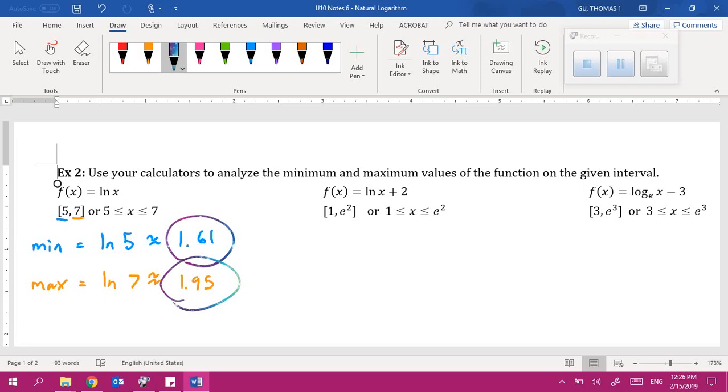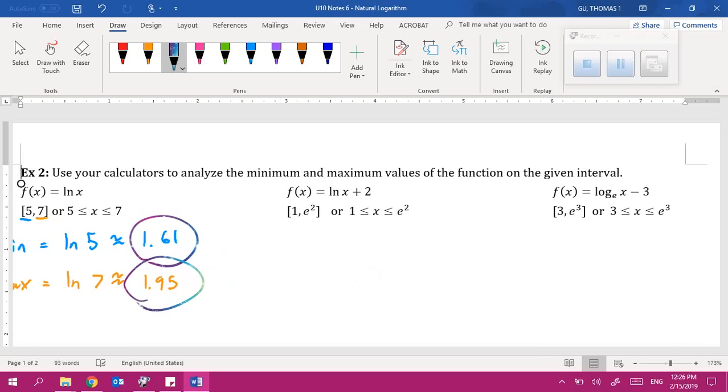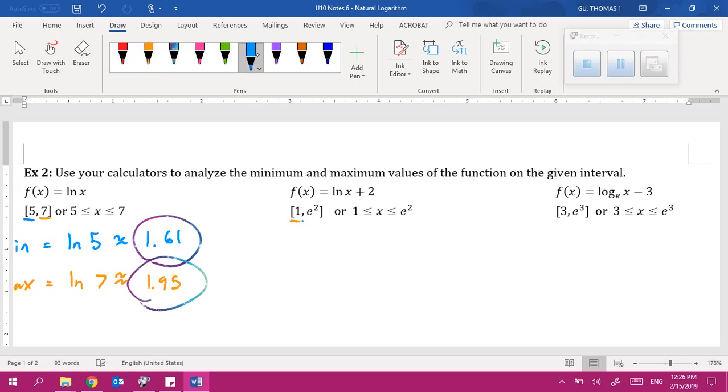The second example, our function has changed. It's ln of x plus 2, okay? Be careful for the plus 2. And this one you actually don't even need a calculator. What would my equation be to find the minimum?